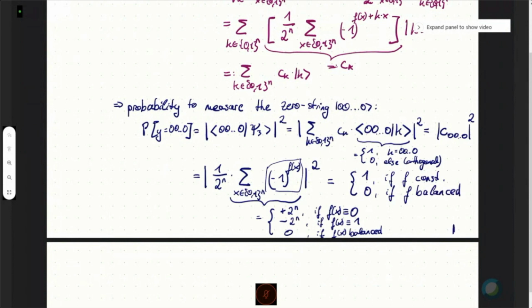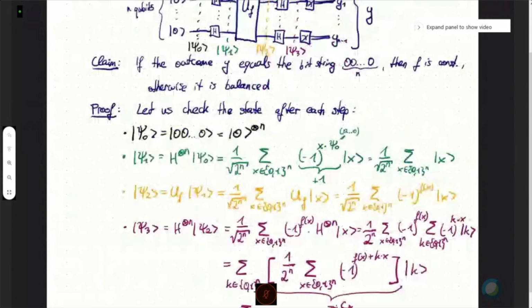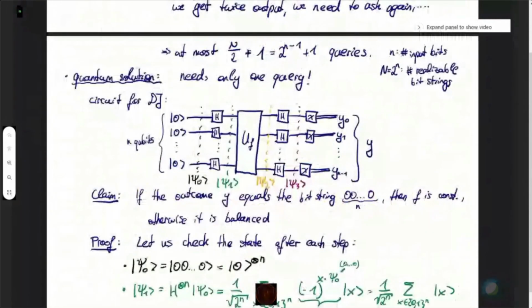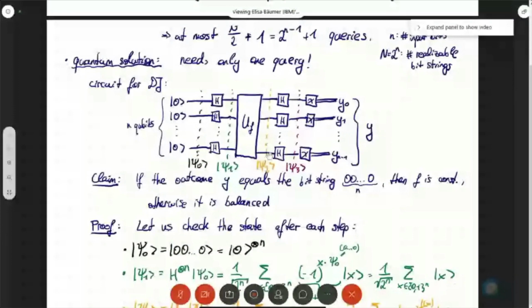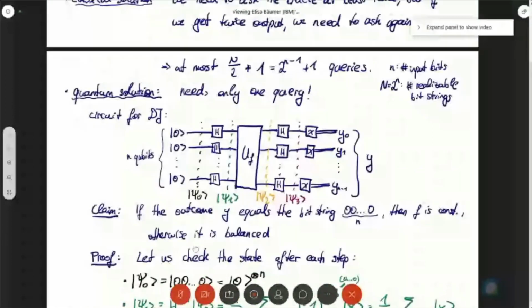Oh, well, this is exactly what I claimed, because we just determined the probability after I apply the whole circuit. I determined the probability to measure the 0-bit string. And I said, okay, if f of x is constant, then the probability to measure the 0-bit string equals 1. So I would definitely measure it. While if f of x is balanced, the probability to measure the 0-bit string is 0. So that's exactly the claim.